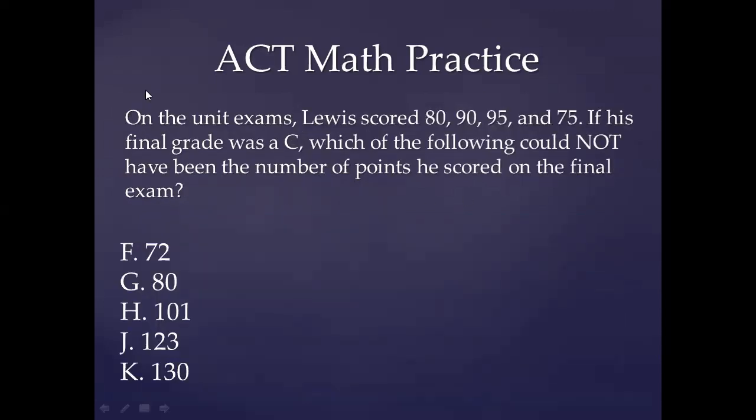Okay, so we are asked, on the unit exams, Lewis scored 80, 90, 95, and 75. If his final grade was a C, which of the following could not have been the number of points he scored on the final exam? Now, to answer this specific question, we need to consider how the final grade is determined.